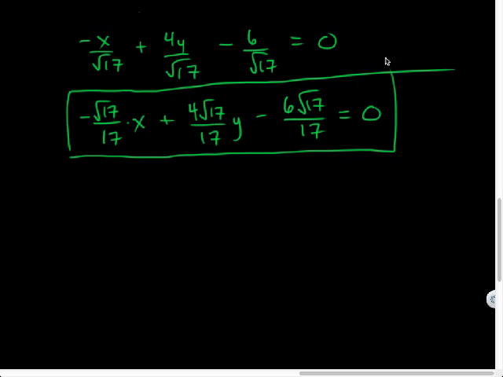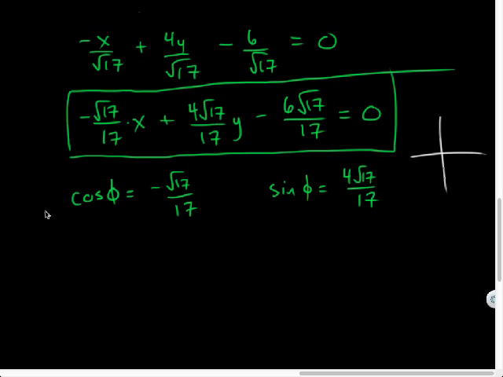So that means the following are true. That means cosine of phi is equal to what? Yep. And that means sine of phi is equal to 4 roots of 17 over 17. Right? So, in which quadrant is cosine negative and sine positive? Yeah, second quadrant, right? Negative, positive. So I'm in the second quadrant here.